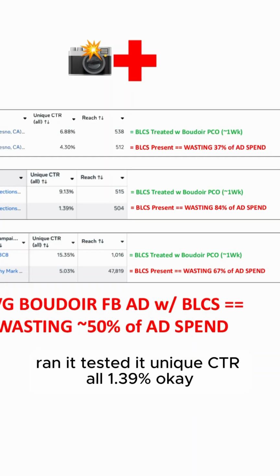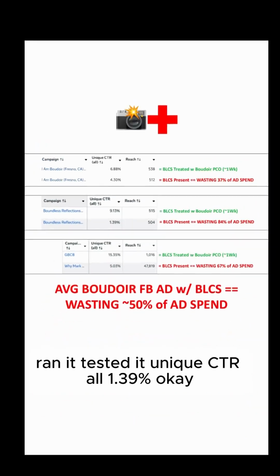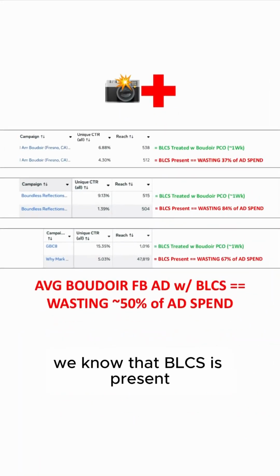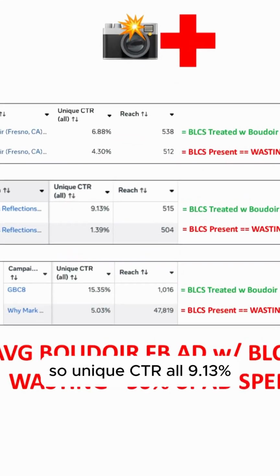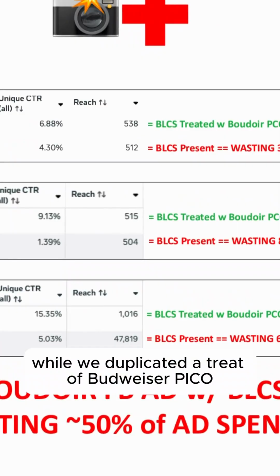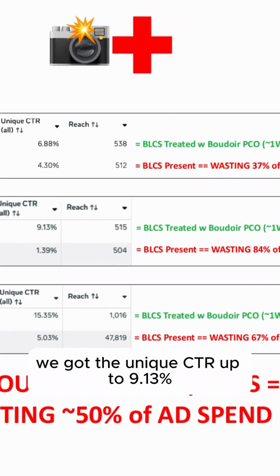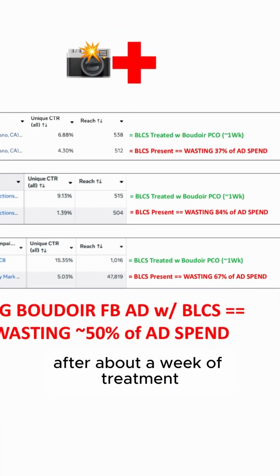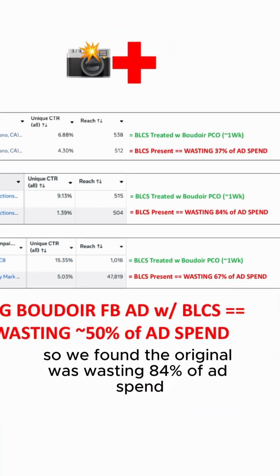Second part of my residency, I found a second Boudoir Facebook ad and brought it back to the hospital, ran it, tested it: unique CTR all 1.39%. We know that BLCS is present. So we duplicated it and treated it with Boudoir Pico. We got the unique CTR all up to 9.13% after about a week of treatment. So we found the original was wasting 84% of ad spend.